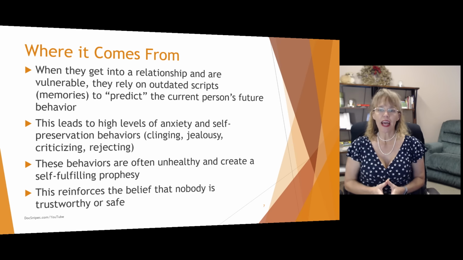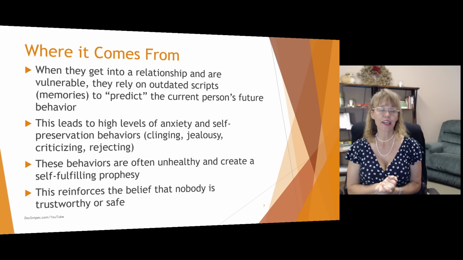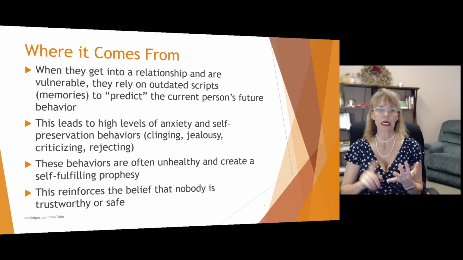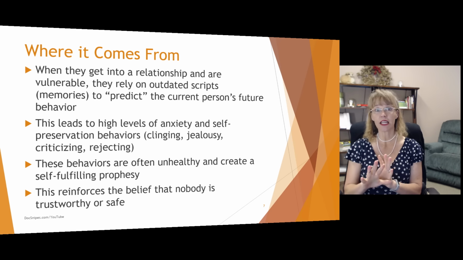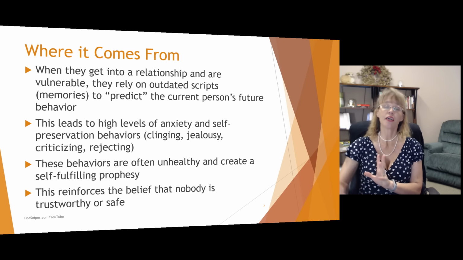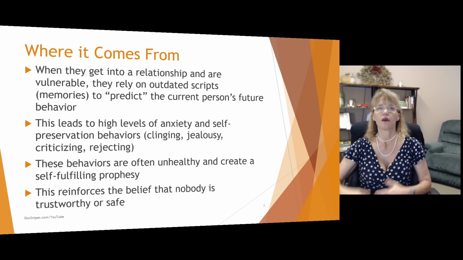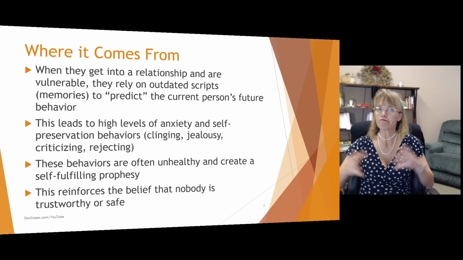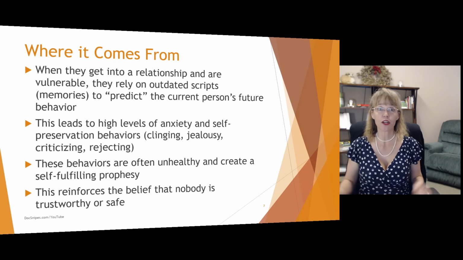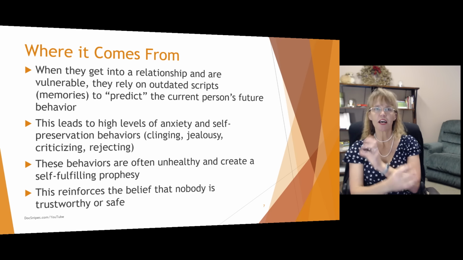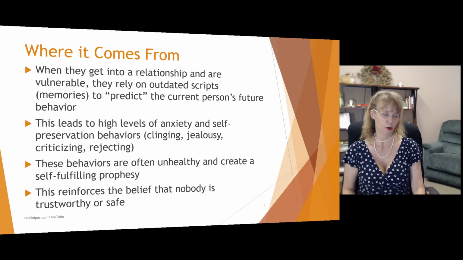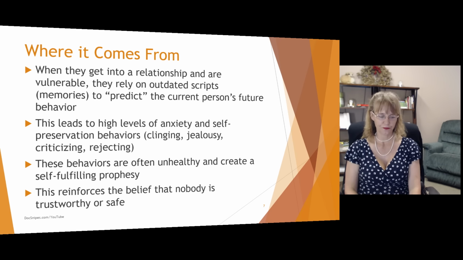Unfortunately, these behaviors are often unhealthy and create a self-fulfilling prophecy. So when they start becoming clingy or jealous or excessively critical or rejecting, oftentimes it does end up pushing the other person away, so the other person leaves. This reinforces their belief that nobody's trustworthy or safe, and, quote, everybody leaves. So we create this self-perpetuating cycle, or we see it being created.